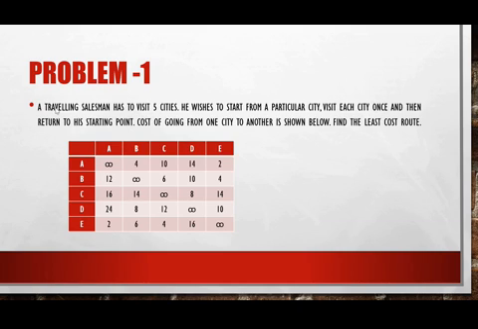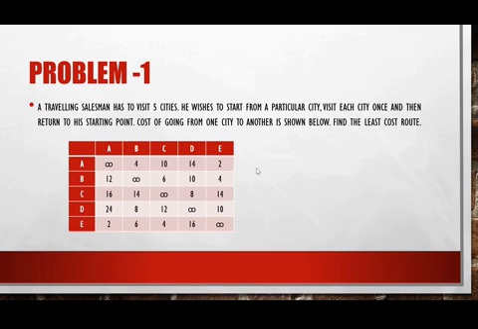The first problem says a traveling salesman has to visit 5 cities. He wishes to start from a particular city, visit each city once, and return to his starting point. The cost of going from one city to another is shown below. So this is the cost matrix. So the decision variable is cost. Find the least cost route.